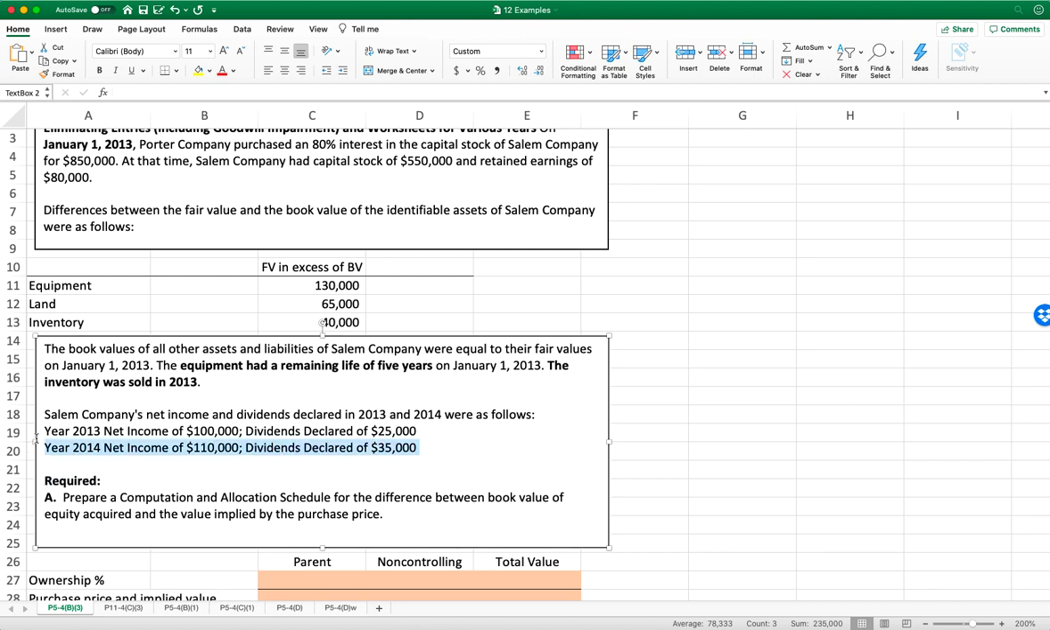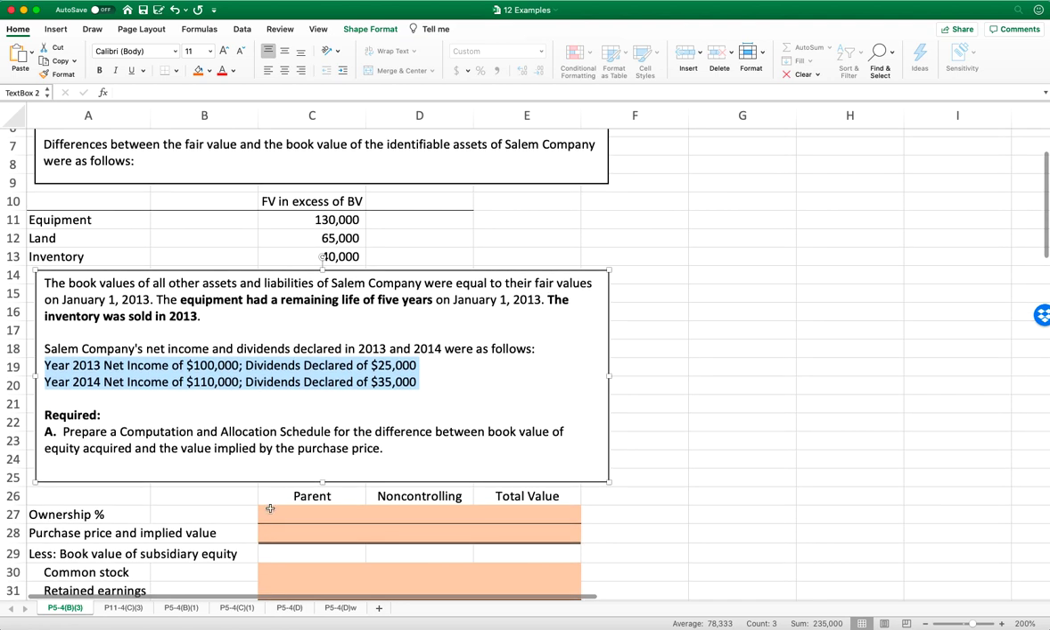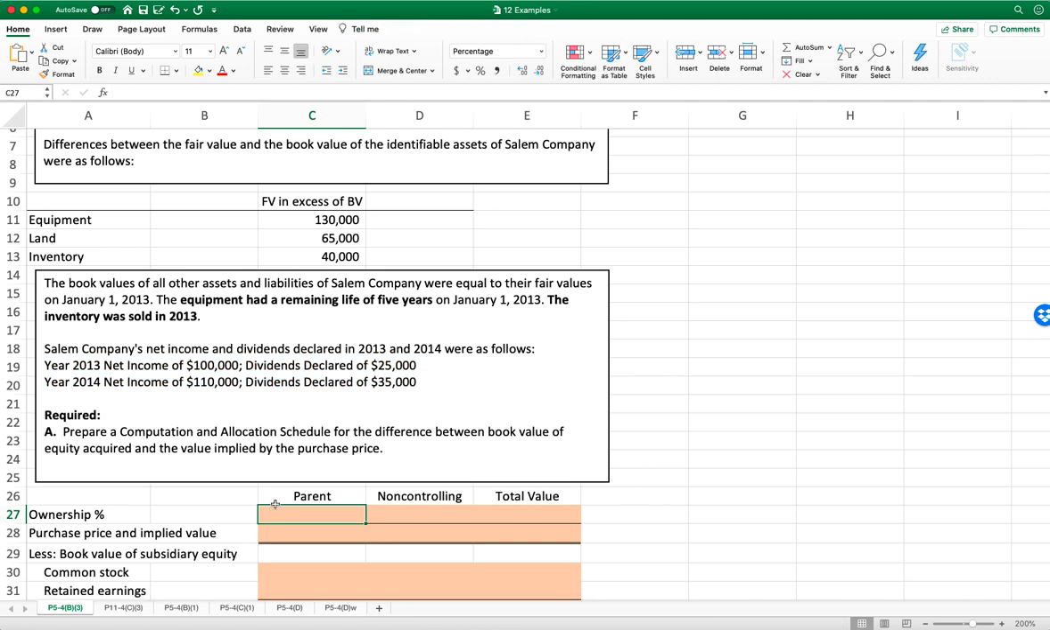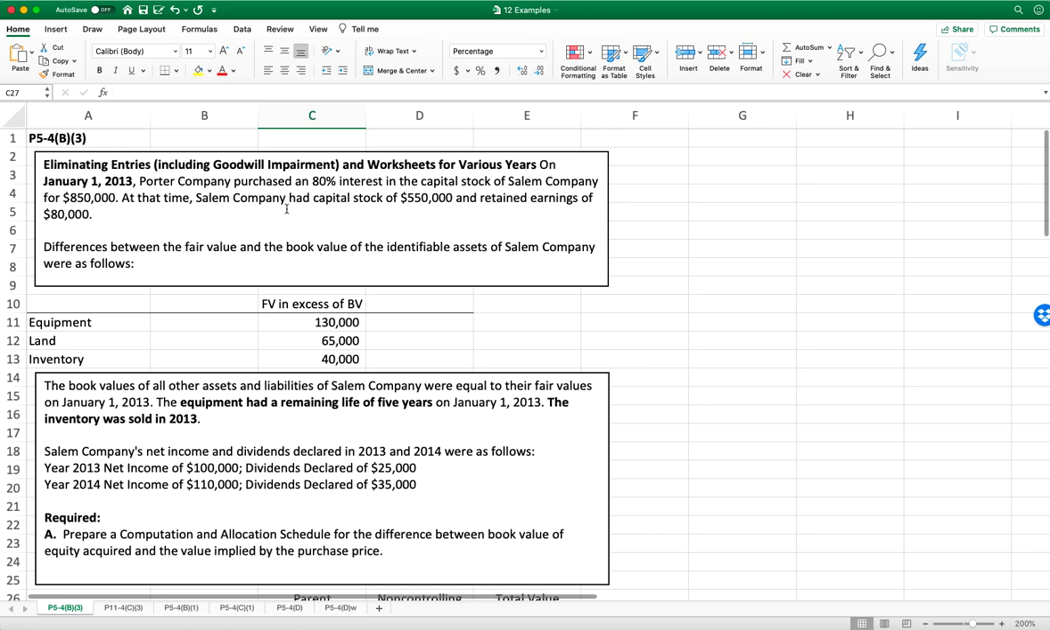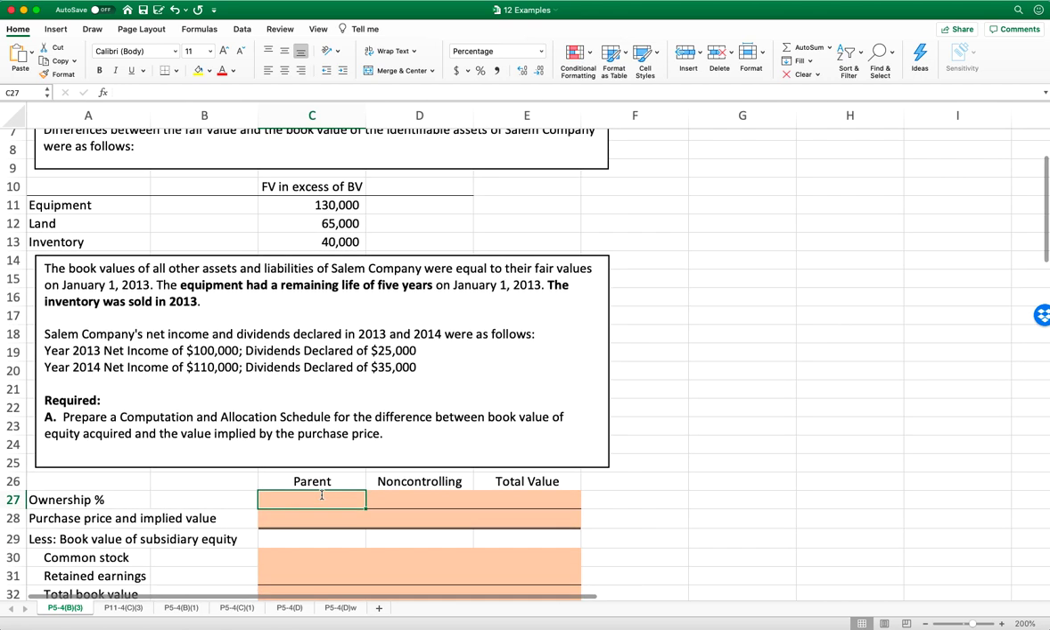So we have that information here. And they're going to ask us to do a number of things. First is preparing our computation and allocation of differences schedule. So again, remember this would be prepared on the date of acquisition. First thing we need is our ownership percentage. So we have that up here. That is 80%, which leaves 20% for our non-controlling interest, and that last column is always 100%.